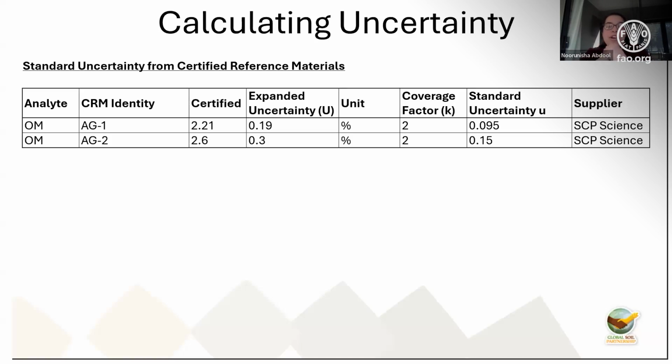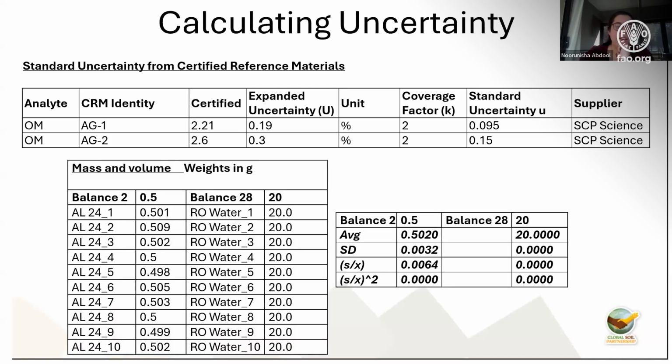If you are using a CRM, you're going to have your analyte condition, and the values that you see there are going to come out of your COA. So you don't have to go do this. Get your COA and use these values. It's going to tell you all of the information you see on the screen on your certificate from those CRMs. Then in this particular instance, I had different balances. So I weighed out PT samples on one balance, and I weighed out water on another balance. You will see that I did them at different masses, so 0.5 gram and 20 gram. And then I calculated my average, my standard deviation, and my expanded uncertainty.